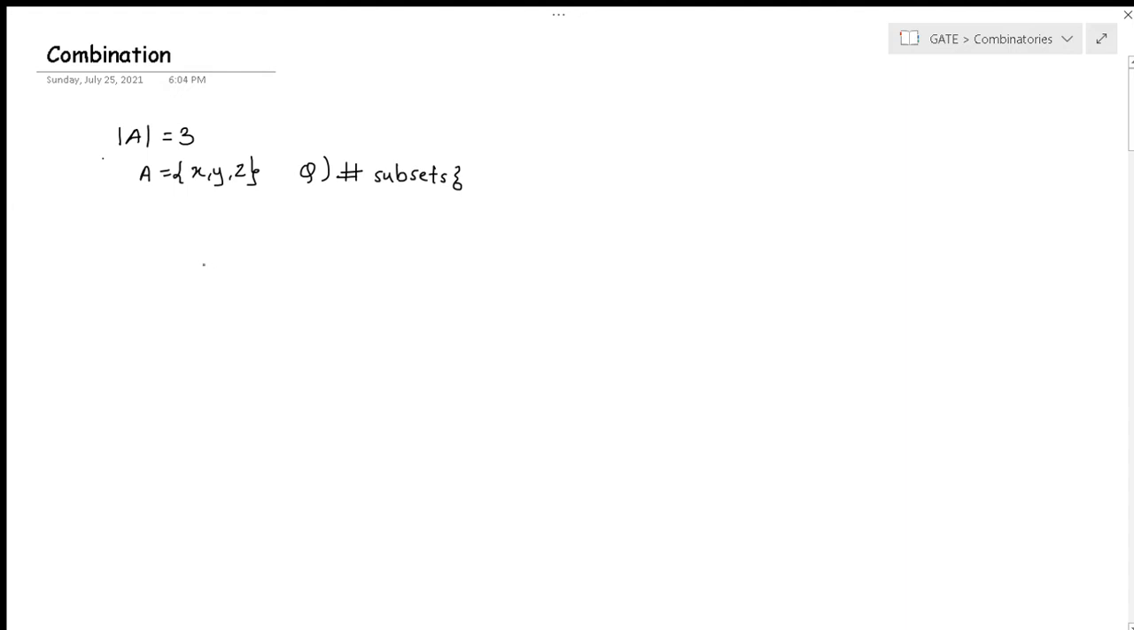So what is a subset? A subset is any set whose elements are from its parent set and whose cardinality is less than or equal to that of its parent set. That's the basic definition of subset which we all know. If I ask you how many subsets there will be, let's see how we can look at this question. Let's say we started here.